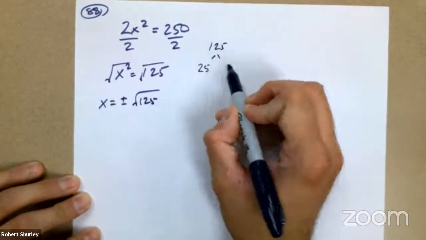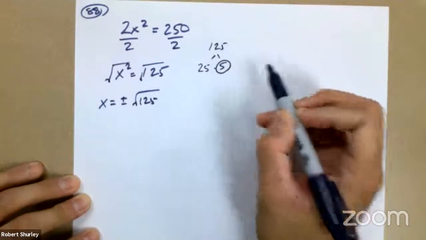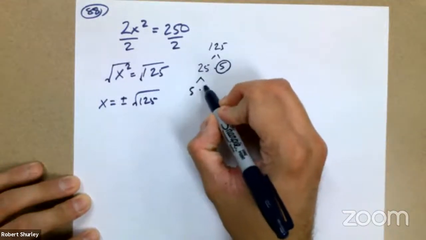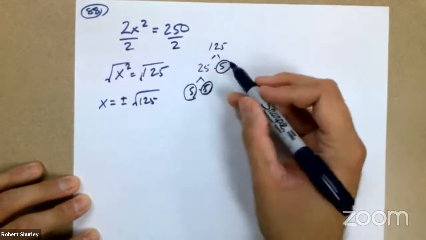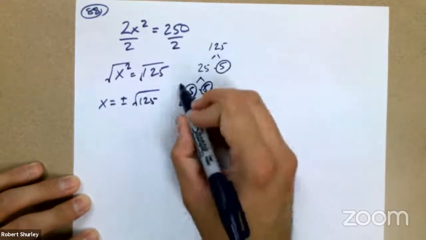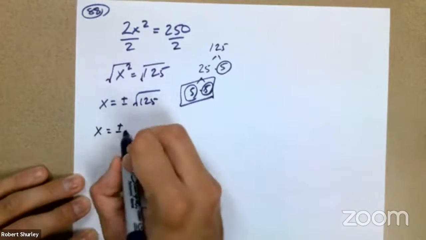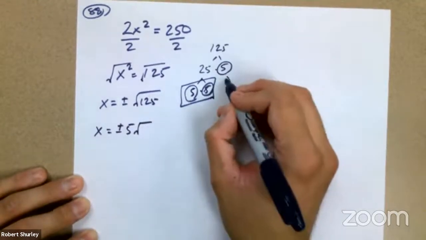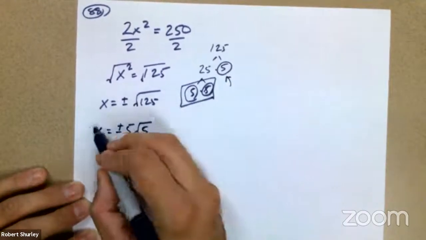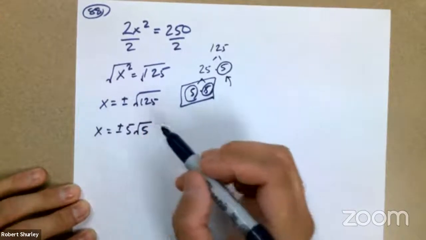It's 5 quarters. Yeah. 5, and then 5 times 5. So we've got three 5s. But listen, it's a square root, so we're only looking for pairs. So I can take a 5 out, and then this 5 has got to be left over. So it turns out to be plus or minus 5 square root of 5.